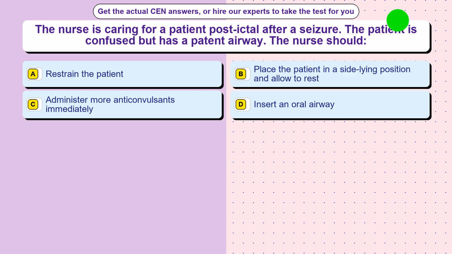Question 49. The nurse is caring for a patient post-ictal after a seizure. The patient is confused but has a patent airway. The nurse should: Option A, restrain the patient. Option B, place the patient in a side-lying position and allow to rest. Option C, administer more anticonvulsants immediately. Option D, insert an oral airway.